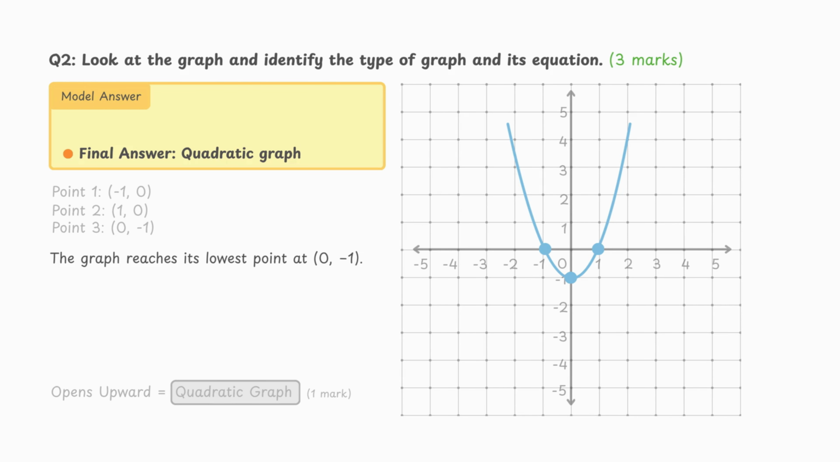Now we use this information to form the equation. We know that a basic quadratic can be written as y equals x squared plus c. Now we use the turning point to find the value of c. At the turning point, x is 0 and y is -1. So we substitute these values into the equation. We get -1 equals 0 squared plus c. 0 squared is 0, so this simplifies to -1 equals c. So c equals -1. This earns 1 mark.